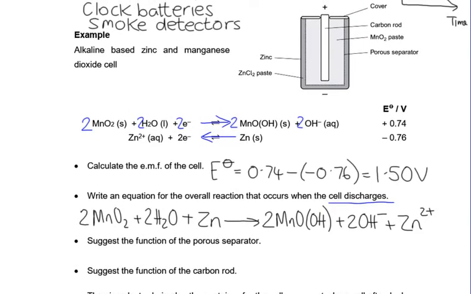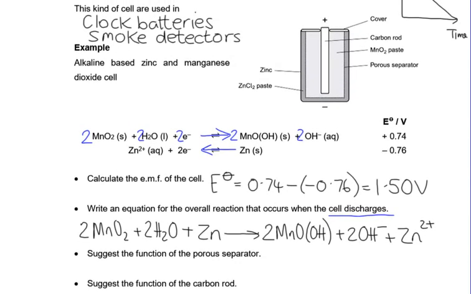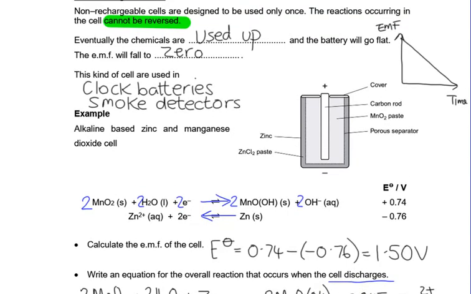Now it says decide what you think the function of the porous separator is. Now let's have a look at our battery. Remember, when you put this battery into your clock, your wires are going to connect from there to there. Yeah? From the negative to the positive terminal, electrons are going to flow from the negative to the positive. So these two bits of metal, or in this case we've got one that's carbon because we know that graphite conducts, these are our electrodes. So that's where electrons flow from. What do you think the porous separator is?